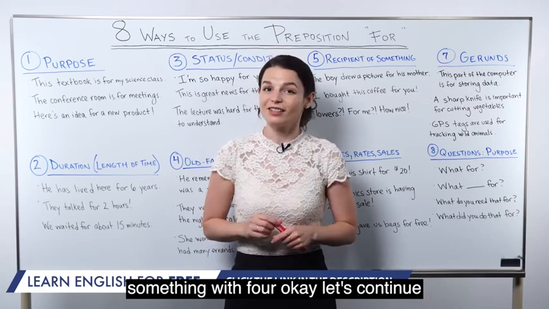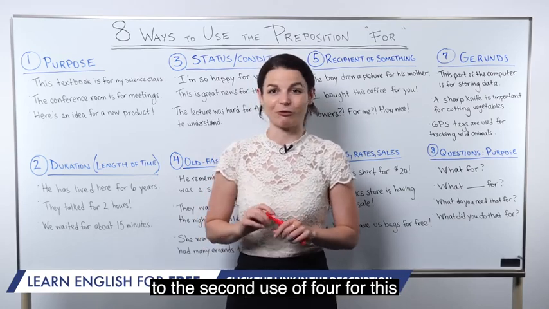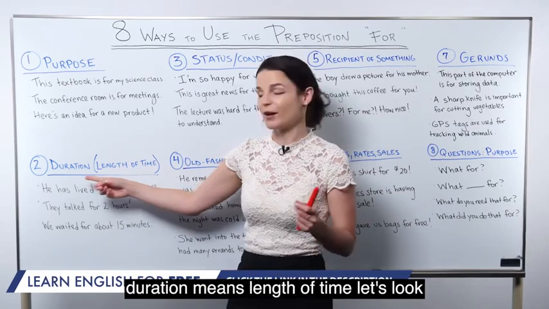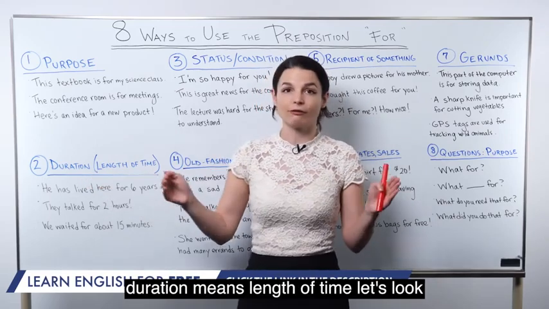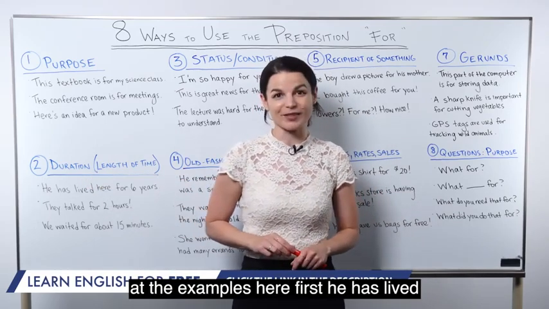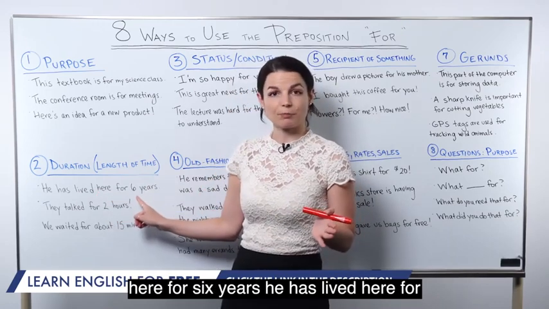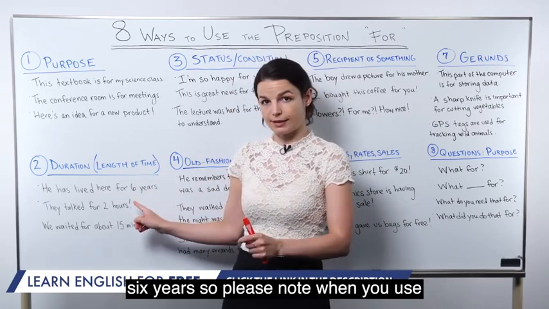Okay, let's continue to the second use of for in this lesson. The second use is duration. So duration means length of time. Let's look at the examples here. First, he has lived here for 6 years.